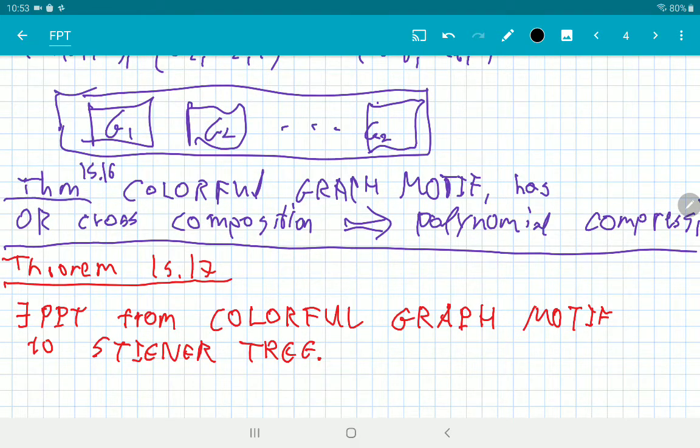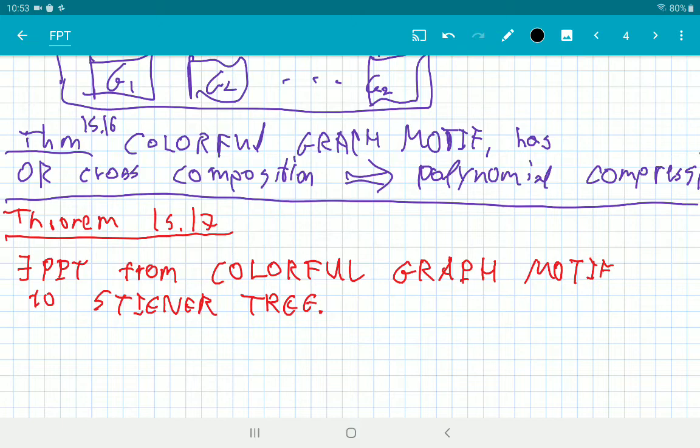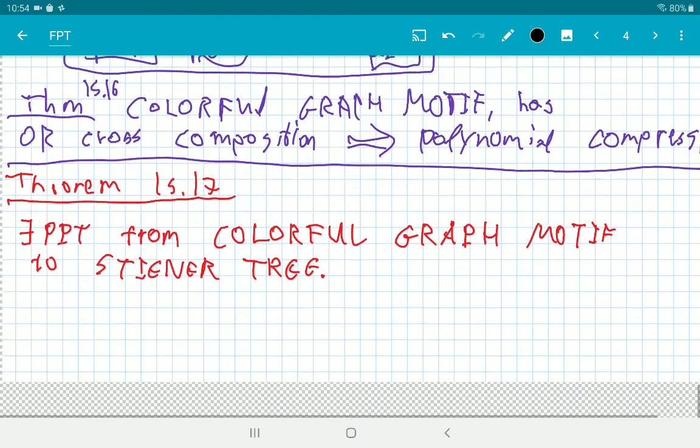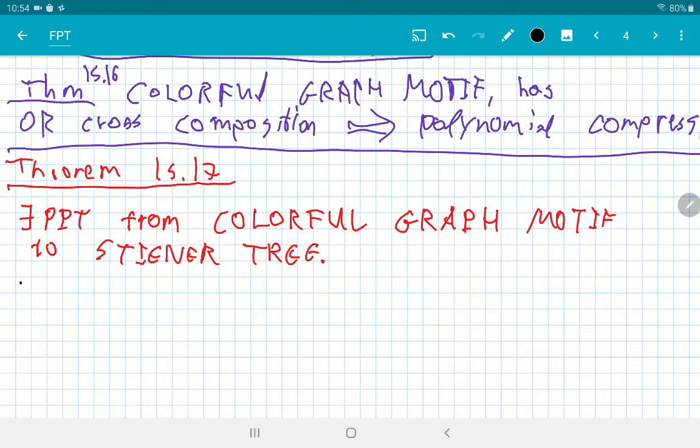Okay, so the claim is that there exists a PPT, this parameterized reduction, and let me emphasize, this is PPT, not PPE. It's a completely different thing. So there is a PPT from colorful graph motif into Steiner tree, and the reduction, in fact, is pretty simple if you think about it. So let's prove it.